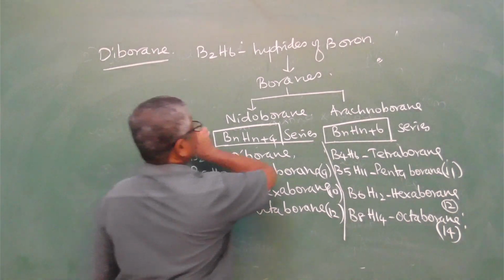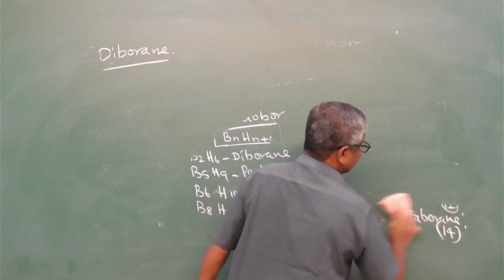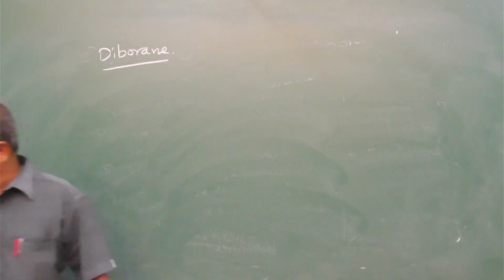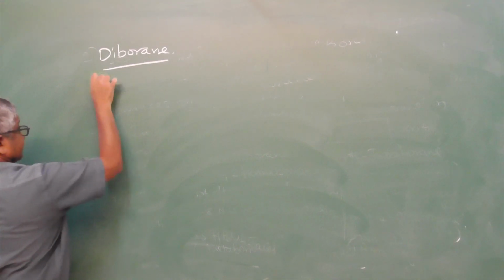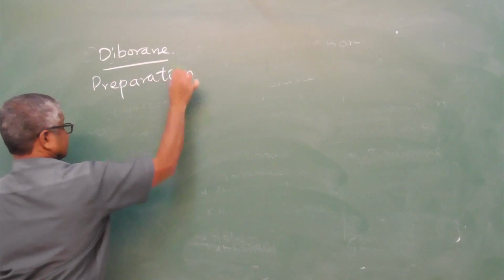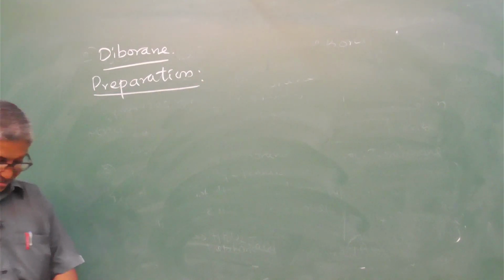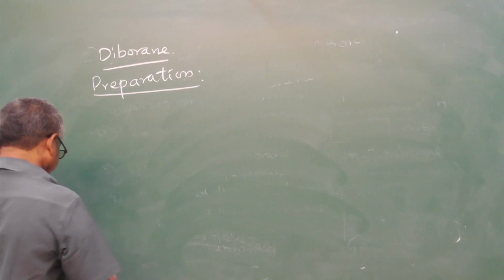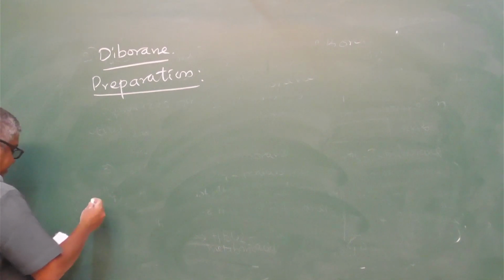Next it is preparation of diborane. First, it is prepared by the reaction of iodine with sodium borohydride.